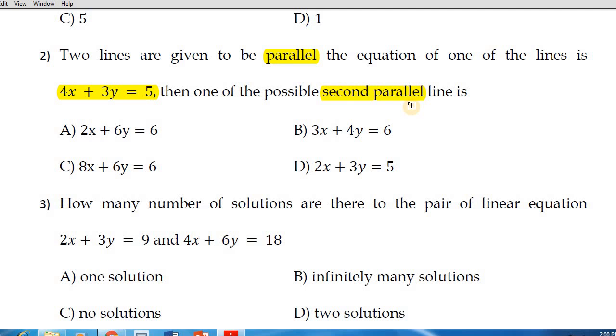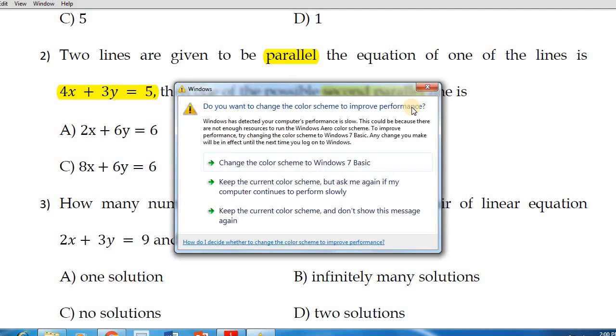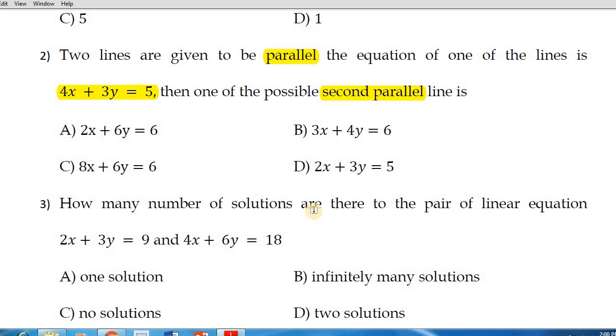So for this, you want to find a1 by a2, b1 by b2 and c1 by c2. As they are saying the lines are parallel, here actually a1 by a2 is equal to b1 by b2 and which is not equal to c1 by c2. So that ratio has to match. Hence here the correct option is C, that is 8x plus cy equals 6. See, now find the ratio. a1 by a2, 4 by 8 we will get, means 1 by 2. Next 3 by 6 again we will get 1 by 2 and 5 by 6 we will get, means a1 by a2 is equal to b1 by b2 and which is not equal to c1 by c2. Hence option C is correct.